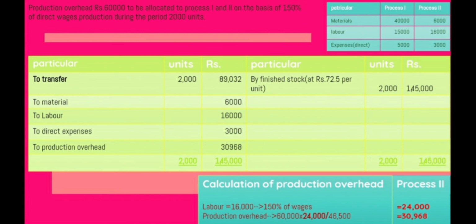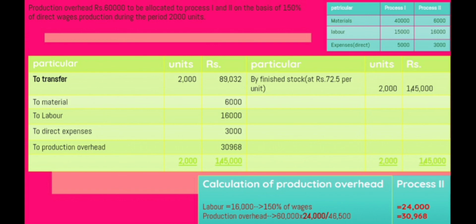The production overhead is: labor is 16,000. 150% of wages is 24,000. Production overhead is 60,000, already given in the question itself, multiplied by 24,000 divided by 46,500. The 46,500 is the total amount of 150% wages of process 1 and 150% wages of process 2 labor.